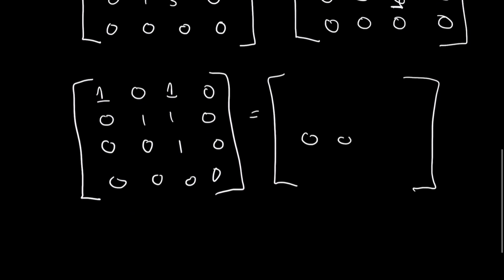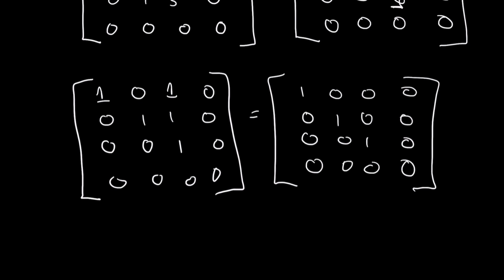Now let's do the third row. That is going to be 0, 1, 0, 0, 1, 0, 0, 0, 0, 0, 0. So we have one free variable. This is how you're able to find if it is diagonalizable.